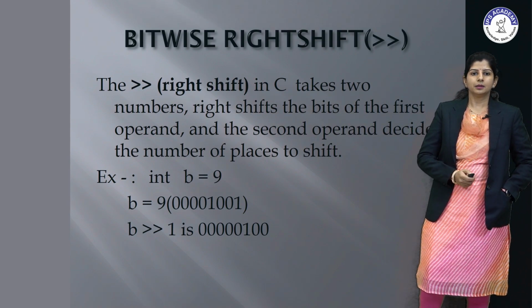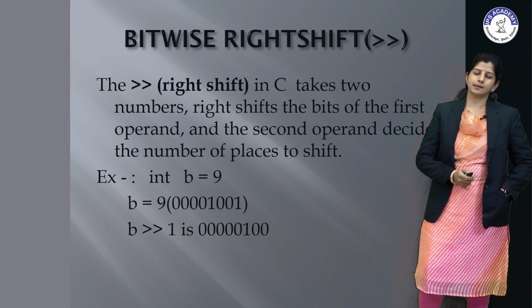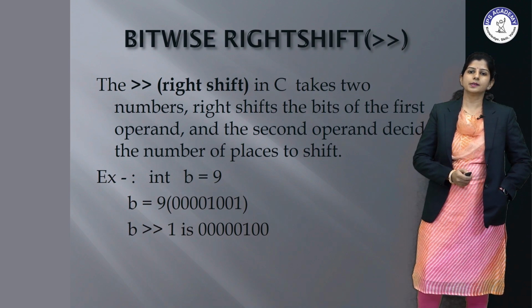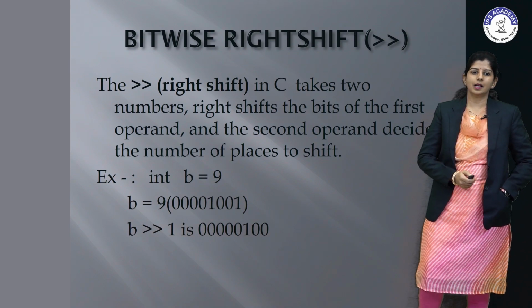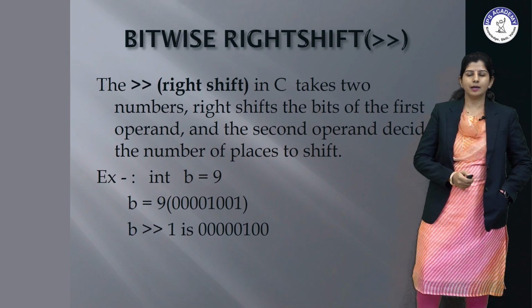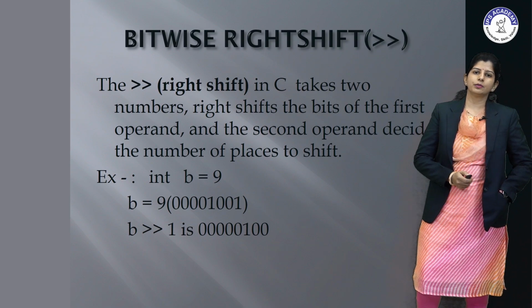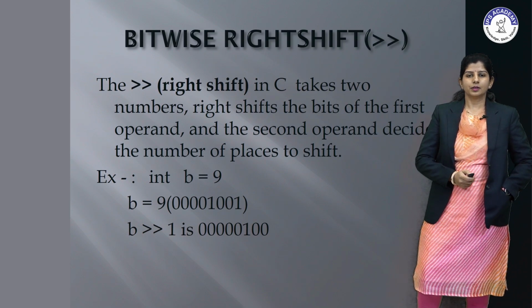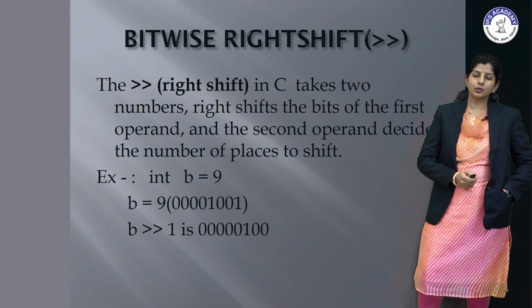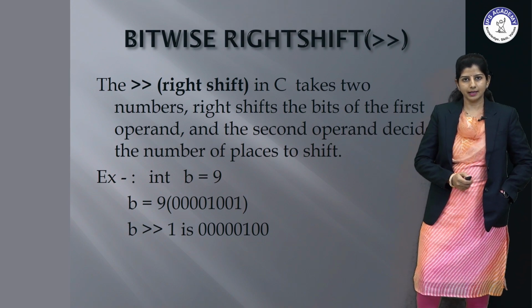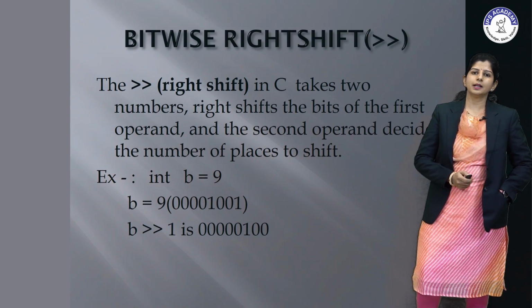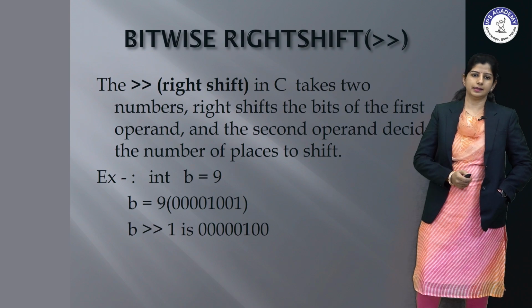We also have to notice that the bitwise right shift and bitwise left shift operate on a single operand, that is either b or a. I am using b here. When I write b right shift 1, the right-most bit is shifted to the right side, and when it is shifted to the right side, all the bits are shifted to the right side.